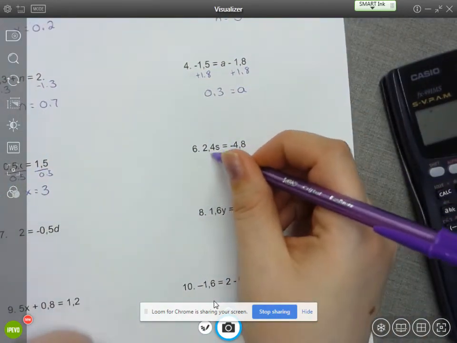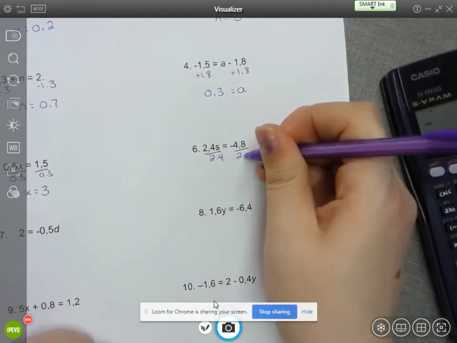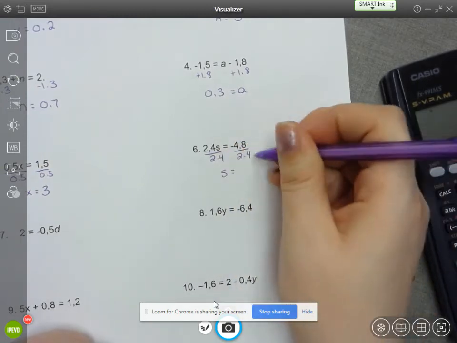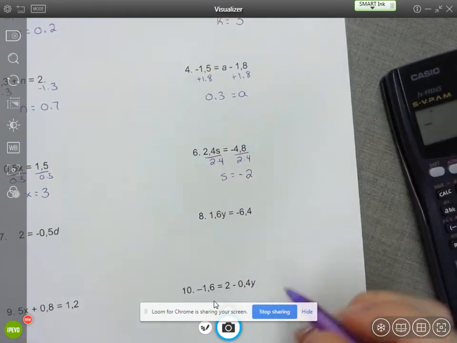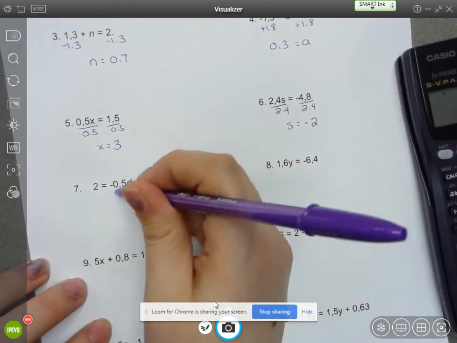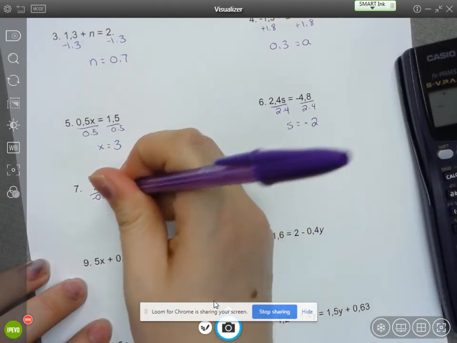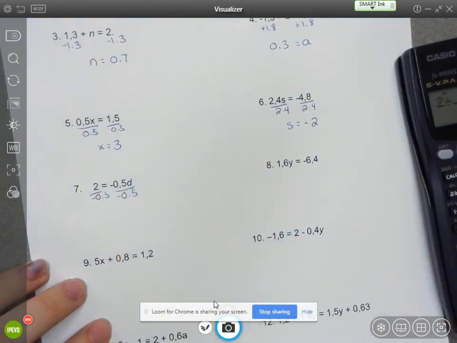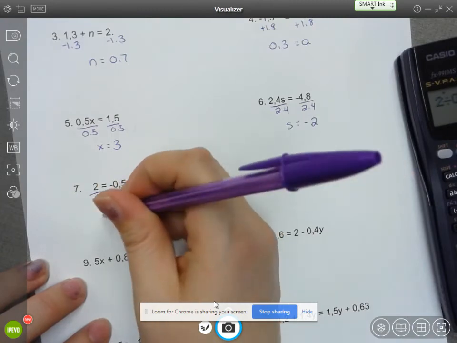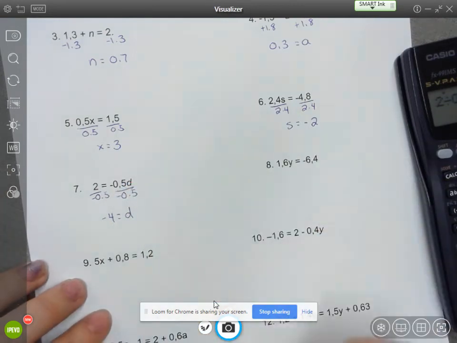Again, it is right next to it, which means it's a multiplication. So the opposite would be a division. What I do to one side, I do to the other. So s is equal to negative 2. Again, multiplication, so I would do a division, divide by negative 0.5, which gives me, 2 divided by 0.5 is 4, and a positive and negative is a negative. Negative 4 is equal to D.